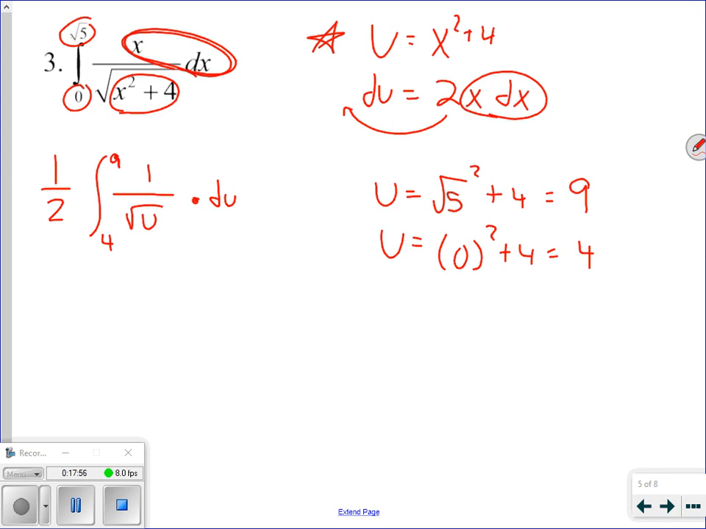So I changed everything to u, the equation, the bounds, everything. So now I can just solve this out and never have to go back to x. We're set. So I'm going to ignore everything above that line. Let's go ahead and take the integral.